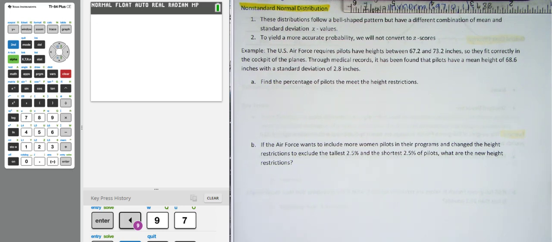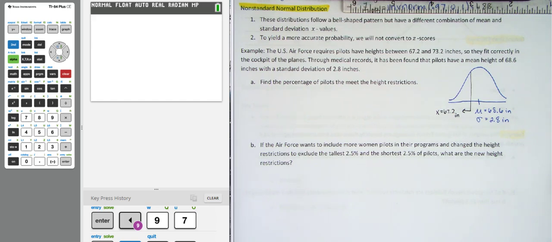Through medical records, it's been found that pilots have a mean height of 68.6 inches and a standard deviation of 2.8 inches. First, we want to find the percentage of pilots that meet the height restrictions. If we first create a picture of our bell-shaped curve, we can label with our mean and our standard deviation, requiring us to always enter in the units when we're recreating our pictures. Next, thinking about our number line, our lowest value is 67.2 inches, which is to the left of our mean. The upper height is 73.2 inches, which is to the right of our mean.